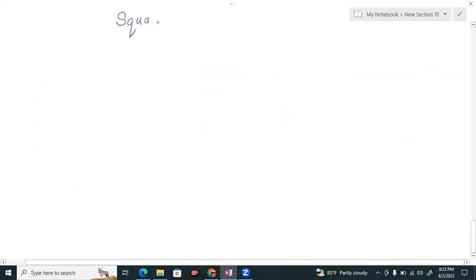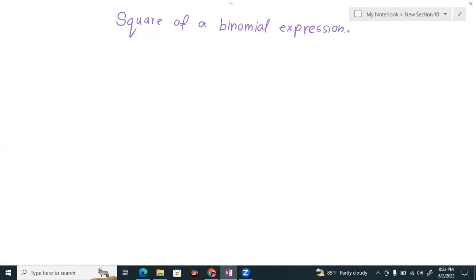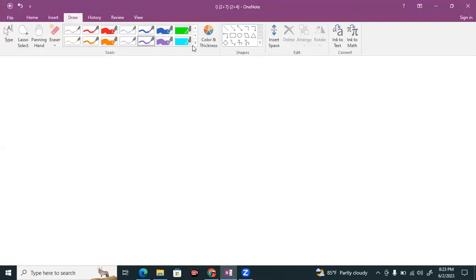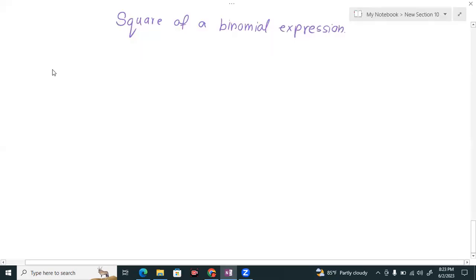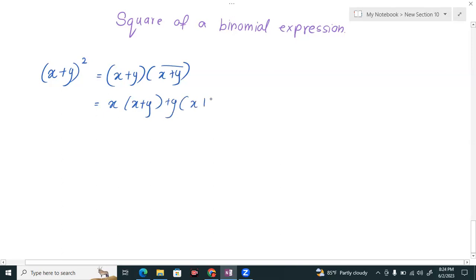subtopic. Square of binomial expression. Then let's take a binomial expression. It is x plus y squared. Okay. Then x plus y squared means x plus y into x plus y. Squared means repeated multiplication of the same expression. Then x multiplied by x plus y, because the second expression is also x plus y. Then y multiplied by the second expression x plus y.